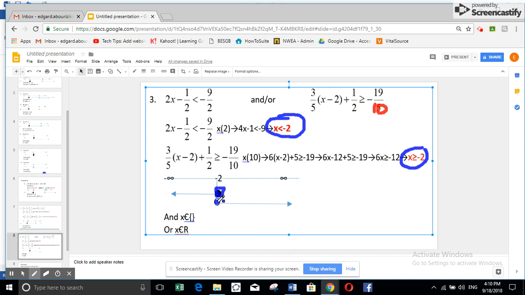And because here one of them is filled, or will be everything from minus infinity till minus 2, then from minus 2 till infinity. We pick minus 2 because it is included in one of them, so it will be R.